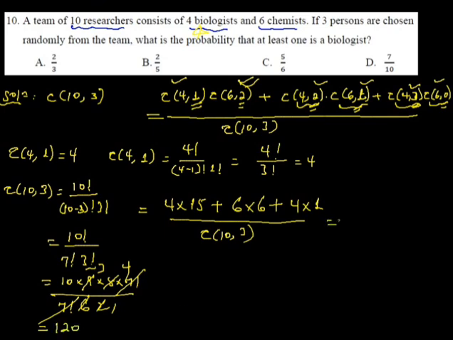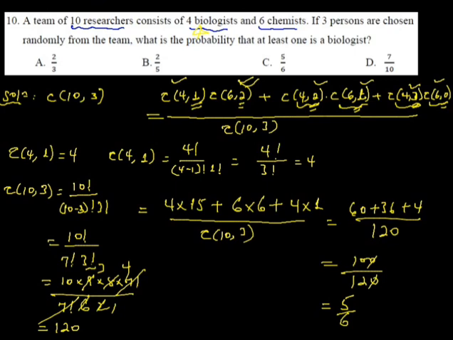So here we have 60 plus 36 plus 4 over 120, which is 100 over 120. This can be simplified to 5 over 6. So the probability of selecting at least one biologist from this group is 5 over 6.